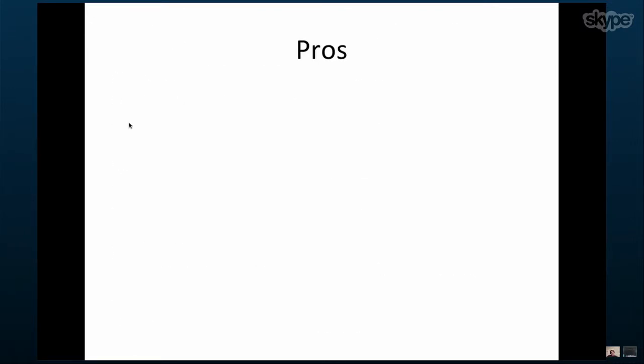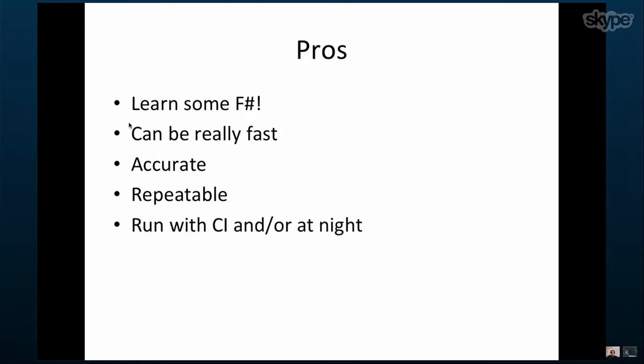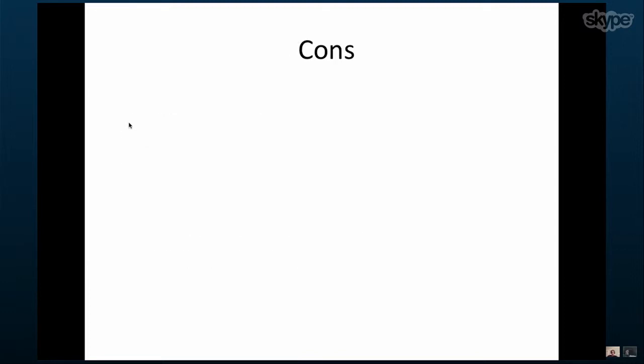Okay, so to wrap it up, there's pros and cons of automation testing. One of the cool things about if you choose to try it with F#, or with Canopy, you get to learn some F#. Like you saw, the tests can be really, really fast. They're 100% accurate, and a person might not be. So if something is misspelled, it's going to find it where a person might overlook it. It's repeatable. You can run it at night or on demand when people are asleep, so you get that benefit. And you can use it to cover all the boring stuff that people don't want to manually test.